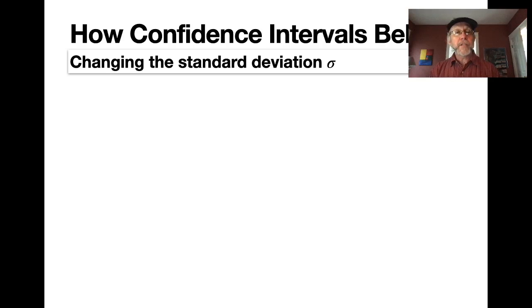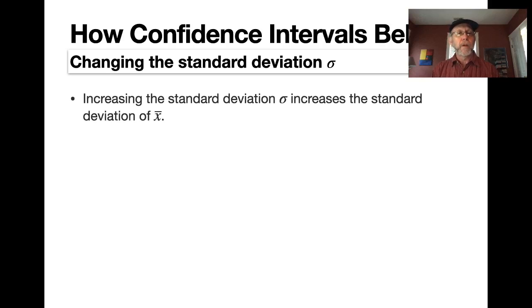What about changing the standard deviation sigma? What does that do to the margin of error? Well, first of all, changing the standard deviation sigma isn't something we normally have control over. It just is what it is, as the saying goes. But you could rephrase the question: what if the standard deviation sigma were different? How would that change the confidence interval?